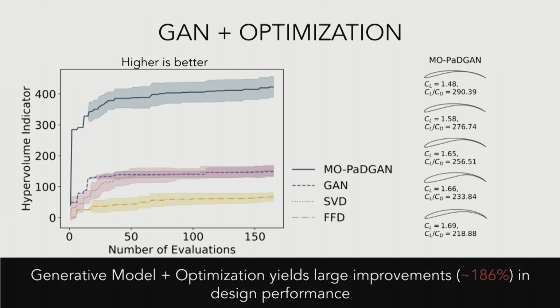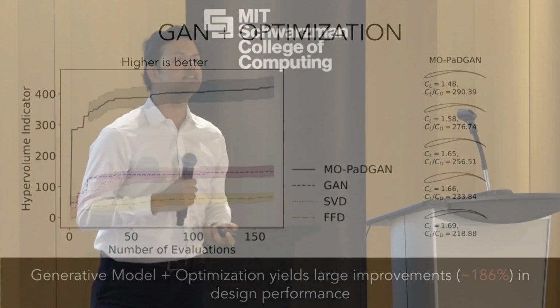So SVD, FFD are your standard Bayesian optimization parameterization. Then if you just take off-the-shelf GAN, you get almost similar performance as SVD. And in this particular paper, we got 200% improvement over the existing designs. So we could get something novel, and we could get something which is high performance, which was very promising.